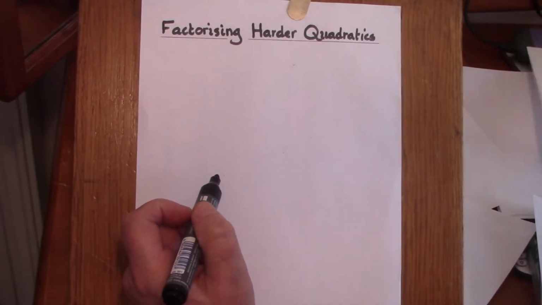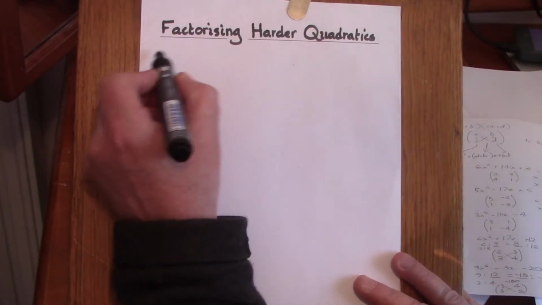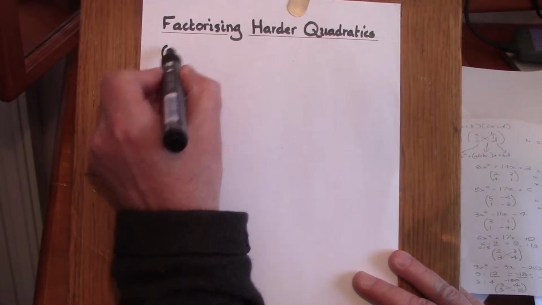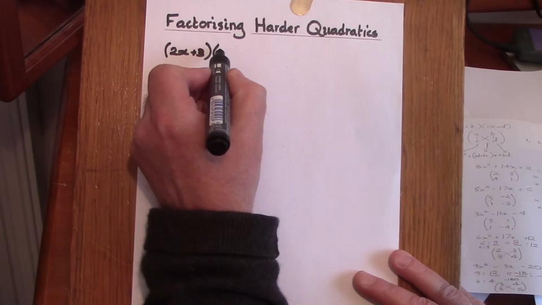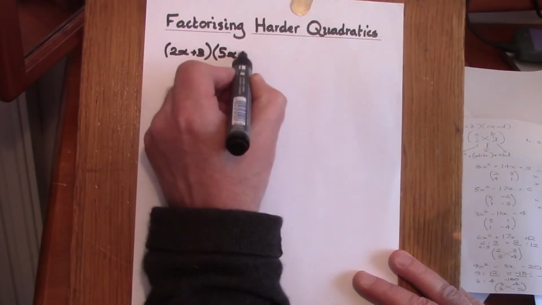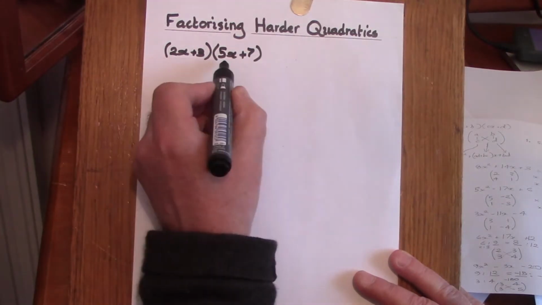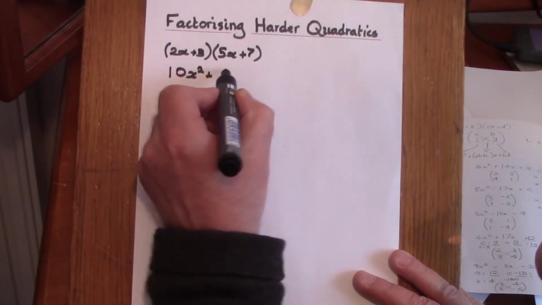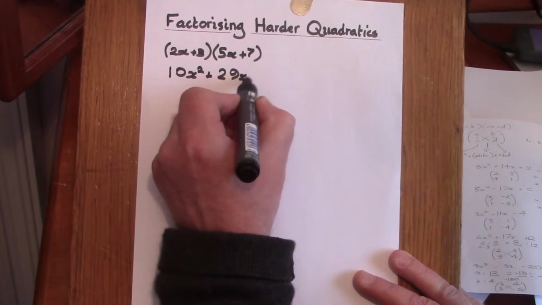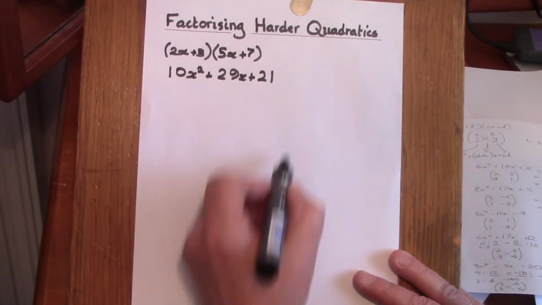So we'll start with the example 2x plus 3 multiplied by 5x plus 7. And after expanding these brackets, we find the answer 10x squared plus 29x plus 21.